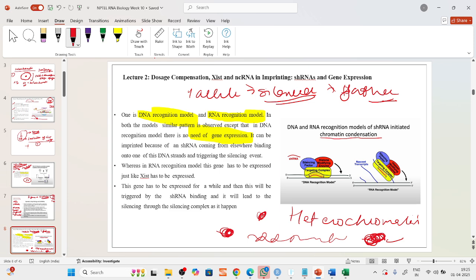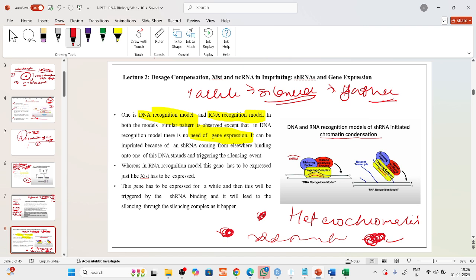One is the DNA recognition model, the other one is the RNA recognition model. In the DNA recognition model, what happens? The shRNA from elsewhere comes and binds to the DNA, then other factors come, and there is condensation of the chromatin, and then there is no expression.